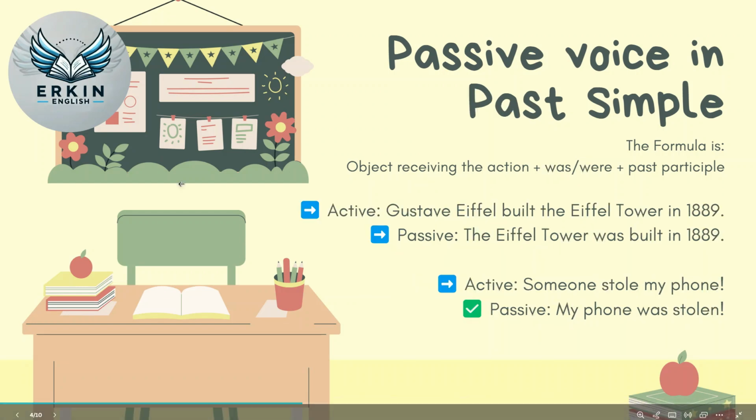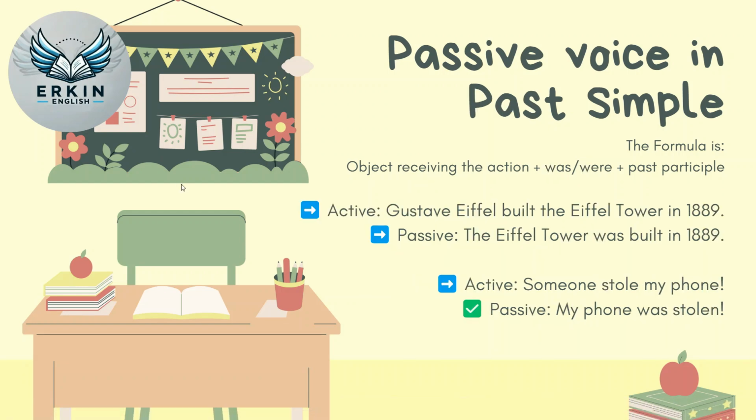Now, what if the action happened in the past? Maybe yesterday, last week, or even 100 years ago. Well, the formula for passive voice in past simple is the object receiving the action plus was or were plus the past participle. Let's take an example from history. The Eiffel Tower is one of the most famous landmarks in the world, and it was built a long time ago. But do you know who built it? Probably not. In this case, we don't really need to know.